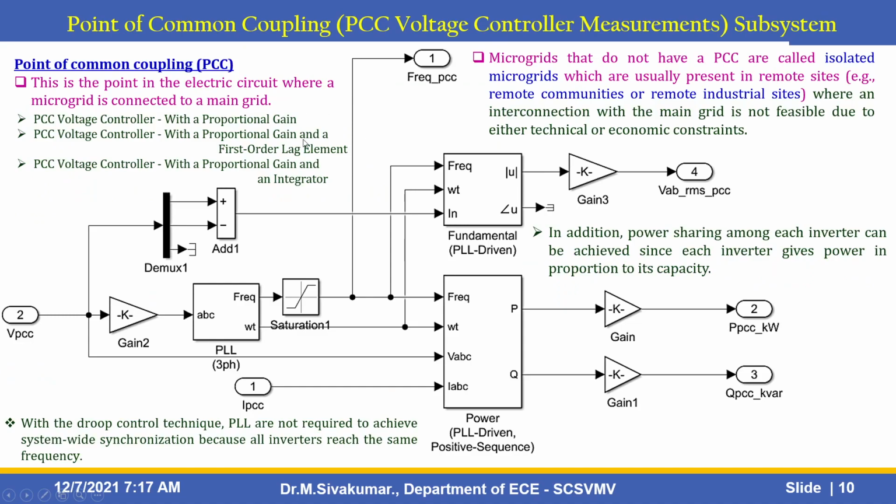Microgrids that do not have a PCC are called isolated microgrids, which are usually present in remote sites, for example remote communities or remote industrial sites, where an interconnection with the main grid is not feasible due to either technical or economic constraints. In addition, power sharing among the inverters can be achieved, since each inverter gives power in proportion to its capacity. Okay, in this type of design with the Droop Control Technique, PLLs are not required to achieve system-wide synchronization because all inverters reach the same frequency.